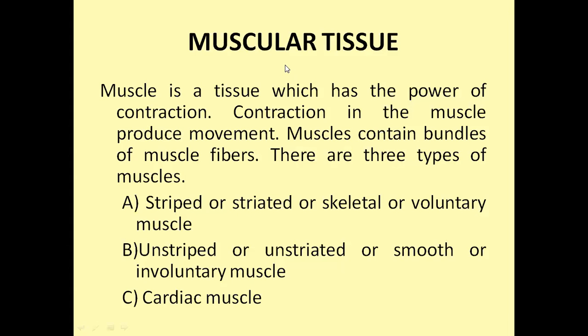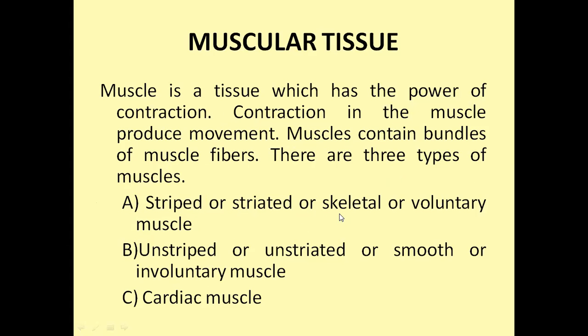So coming to the next part, there is muscular tissue. Muscular tissue is a tissue which has the power of contraction. It has a special function of contraction. Through contraction, the muscles produce movement. Muscles contain bundles of muscle fibers. There are three types of muscles, namely skeletal muscles, smooth muscles, and cardiac muscles.